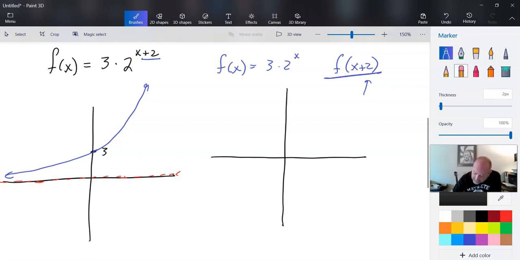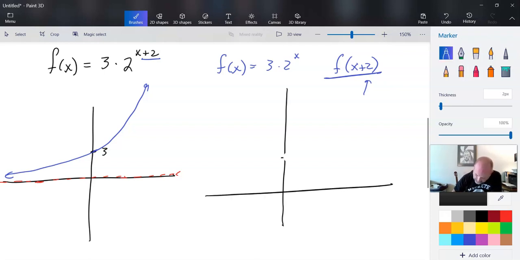So let's see here. And actually, let me move this down a little bit, like so, just so we get everybody in there. Okay, so if I want to shift this, I need to move 2 units to the left. So what I'm going to do is do exactly that. So if this point right here is moving 2 units to the left, it's still at 3, but it's over here now, right? So this swoop is actually going to be coming out of here.